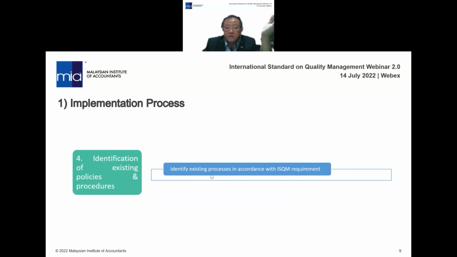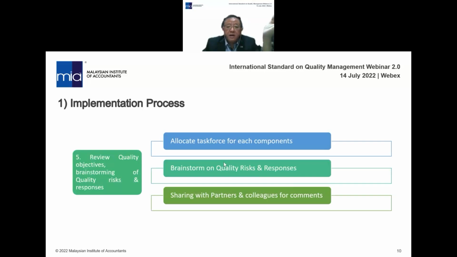After identification of the existing process, we go to ISQM1, identify the gaps, then we look at the response and allocate a task force for each component. Leadership, relevant governance and leadership, right? Relevant ethics, acceptance of new appointment of client, right? And resources. The new ones now are risk assessment and information and communication. These two are new, right?